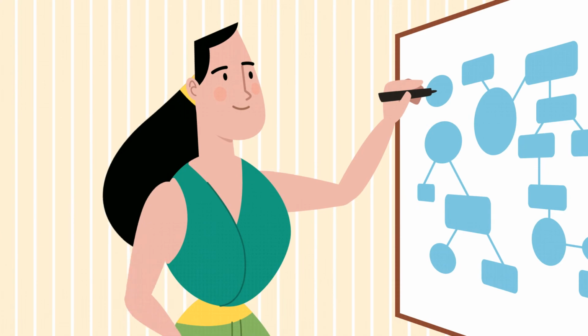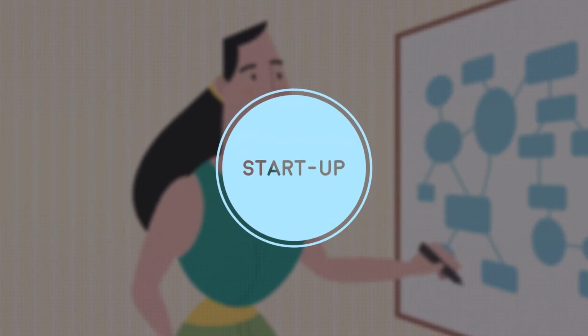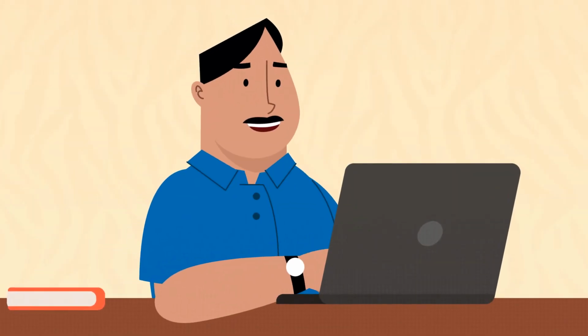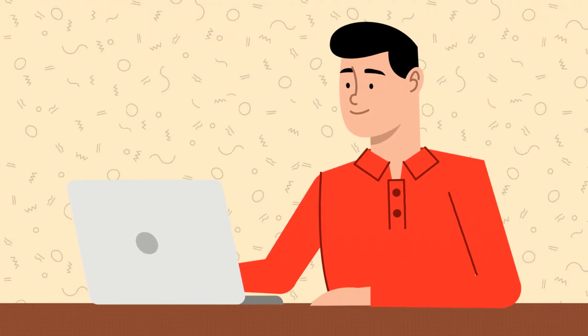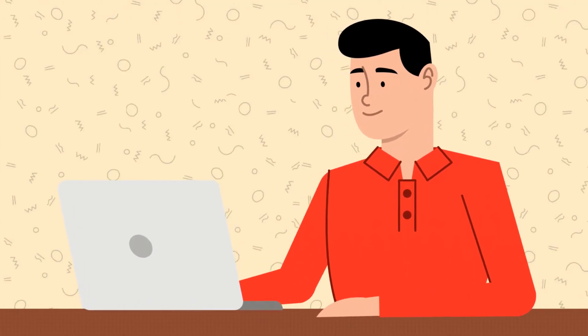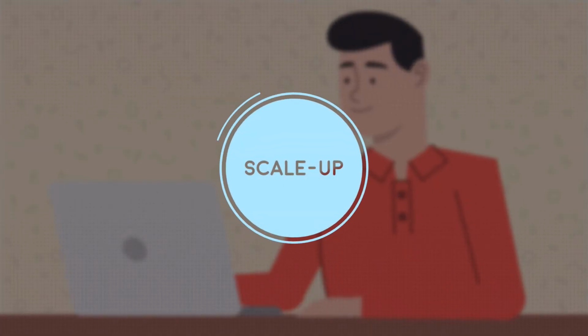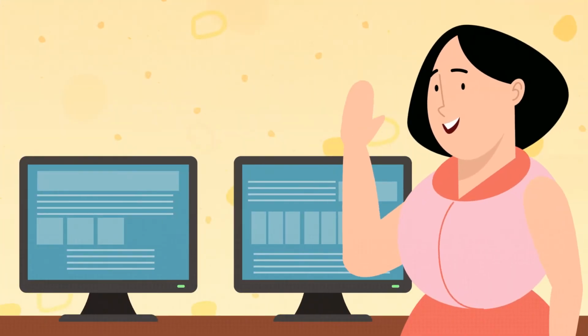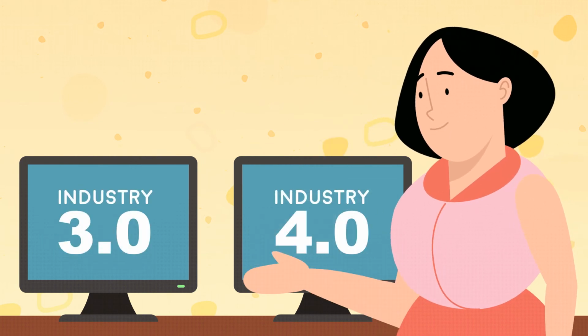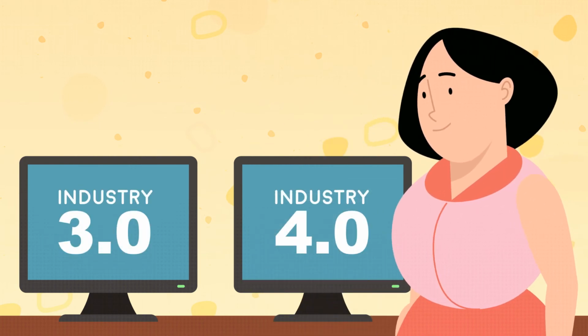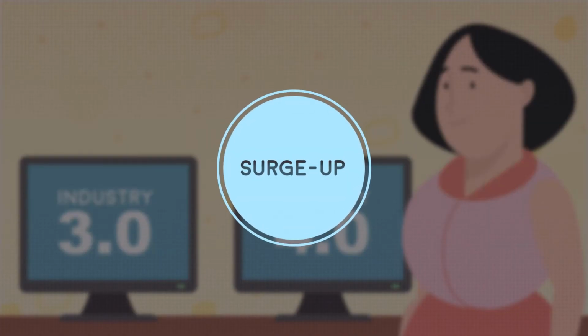Anna will be provided with startup assistance. Dave, a developing enterprise, will be assisted under Step Up. Philip, with his growing enterprise, will be assisted under Scale Up. While Grace, whose enterprise is ready for Industry 3.0 and Industry 4.0 technologies, will be assisted under Surge Up.